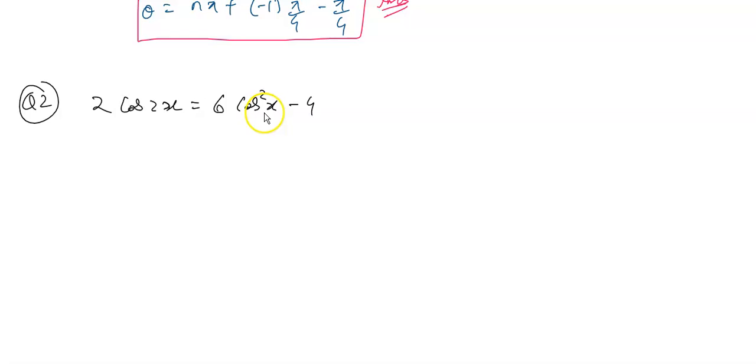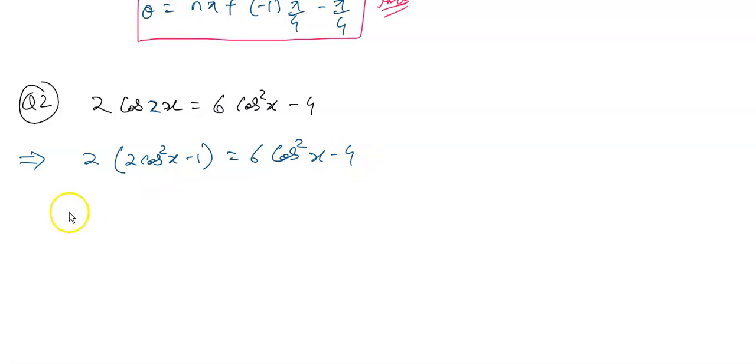we can see that right hand side में cos square x लिखा हुआ है and left hand side में cos 2x. Now cos 2x can be converted into cos square x, तो this will be in the form of a quadratic, तो इसको लिख लेते हैं 2 times of cos 2x can be written as 2 cos square x minus 1. This is equals to 6 times of cos square x minus 4.